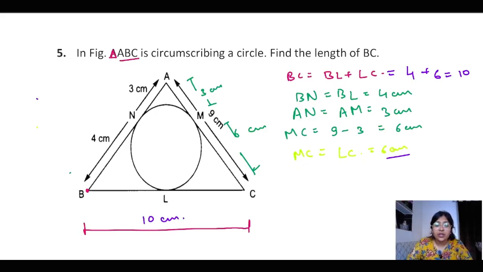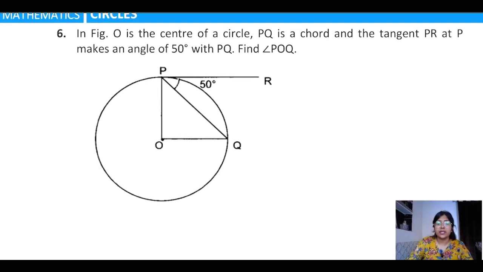Is this clear to you? The lengths of the tangents from an external point are equal. This is the theorem we already read. If you have any doubt, you can comment. Okay, now moving to the next question. See this and try to find out the answer on your own.